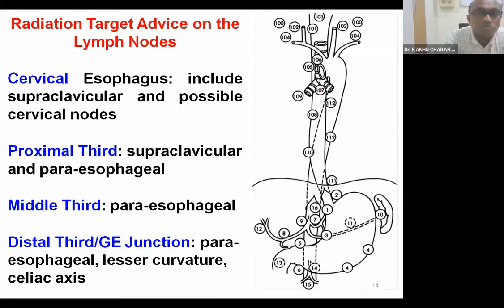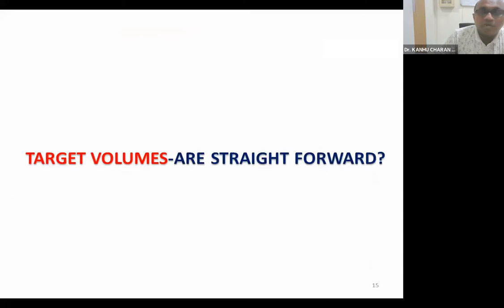So for the cervical esophagus, which includes supraclavicular, possible radiation target volumes should be cervical and supraclavicular. For the proximal third, supraclavicular and paraesophageal; middle third, paraesophageal; distal third, paraesophageal, lesser curvature, and celiac axis groups of lymph nodes. The target volume delineation is not straightforward.